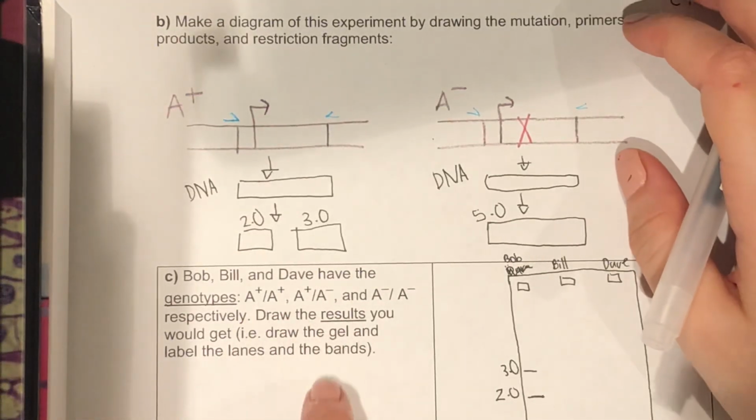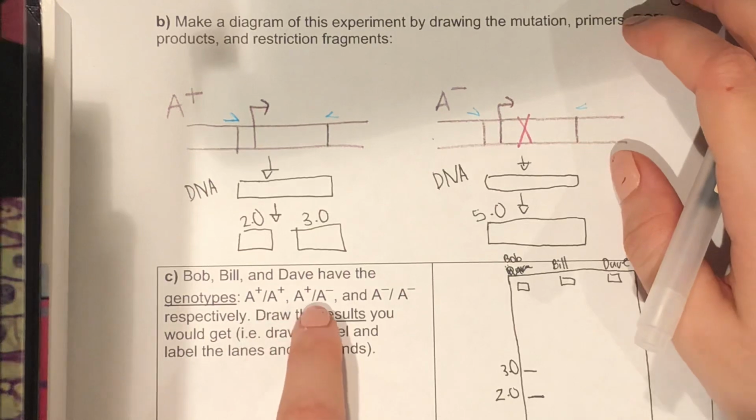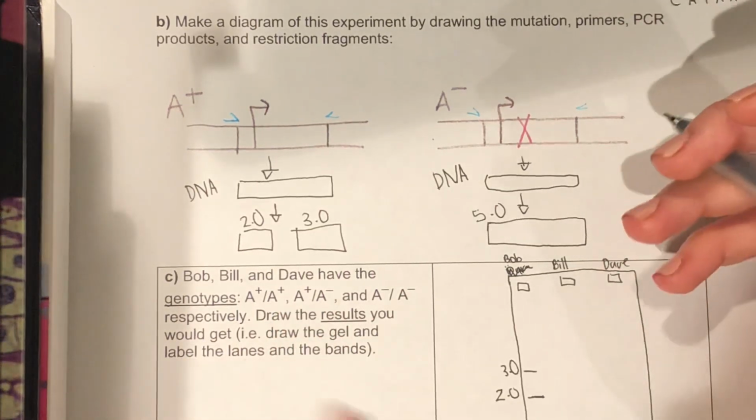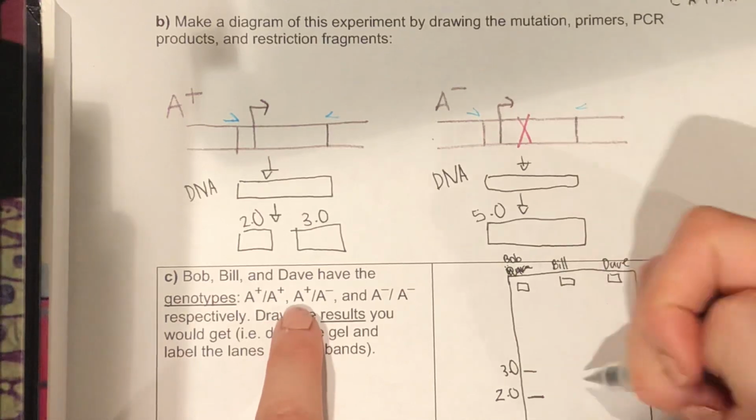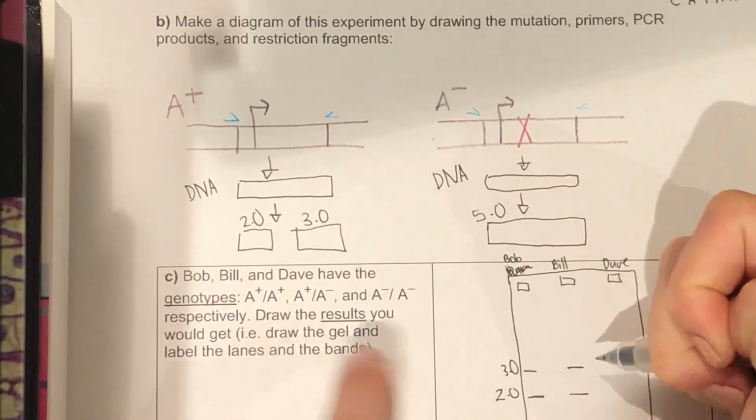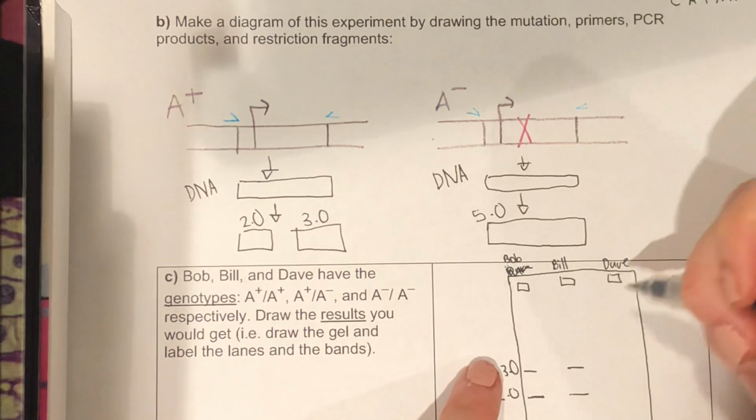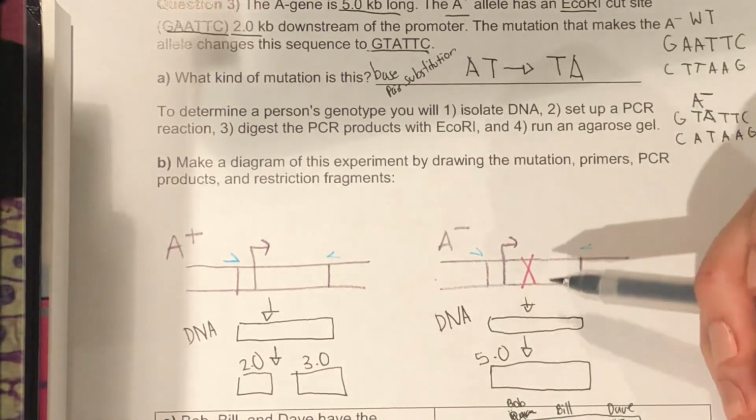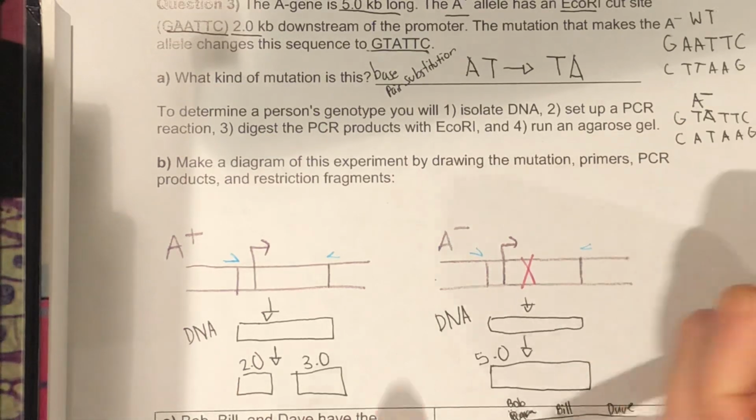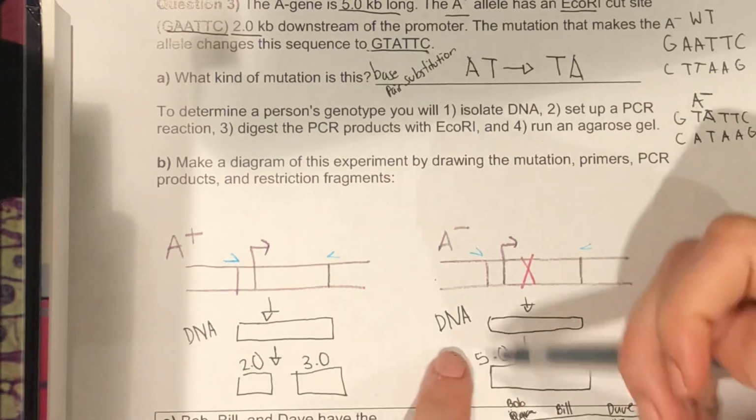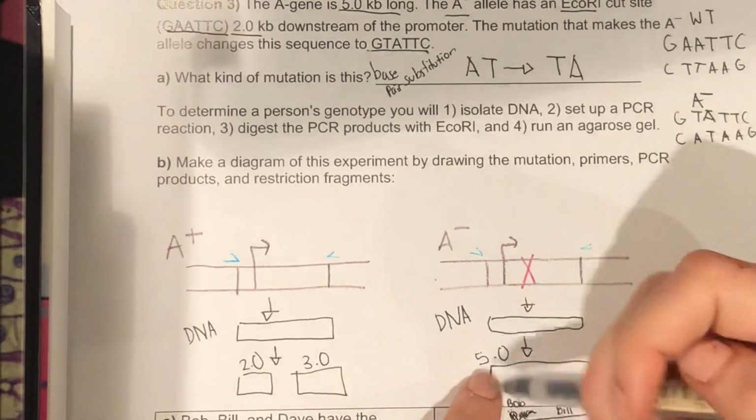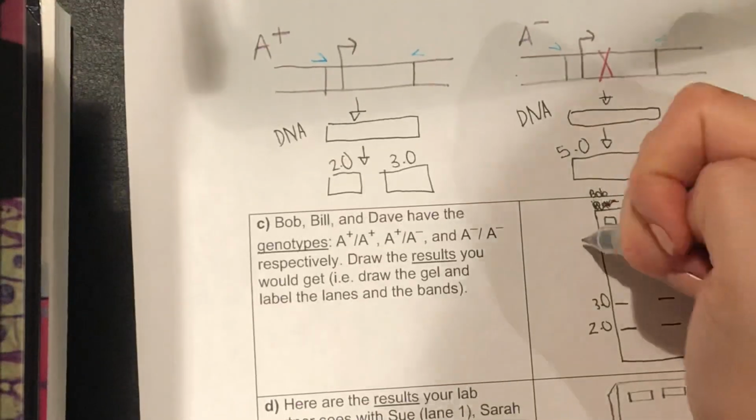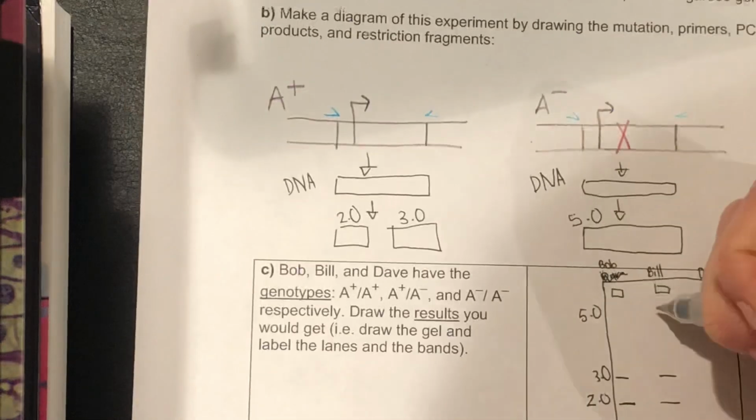Bill, on the other hand, has the A+ A- genotype. And so because he has the A+ allele, we'd still expect a band at 2 and a band at 3. But Bill also has a non-functional allele, and so we would also expect a band at about 5, right? Because he also has the A-, and that's not cut.